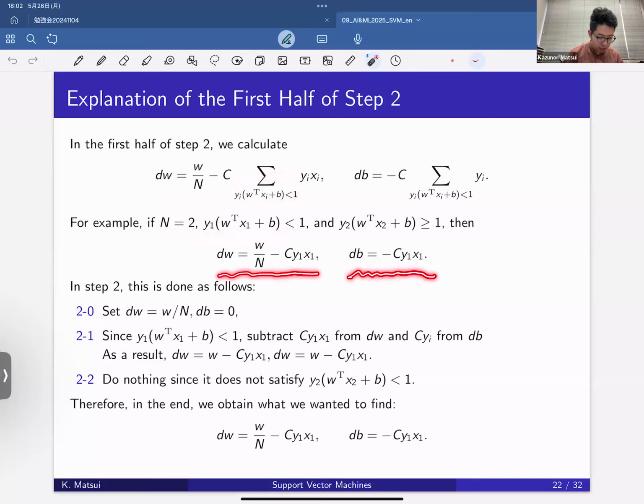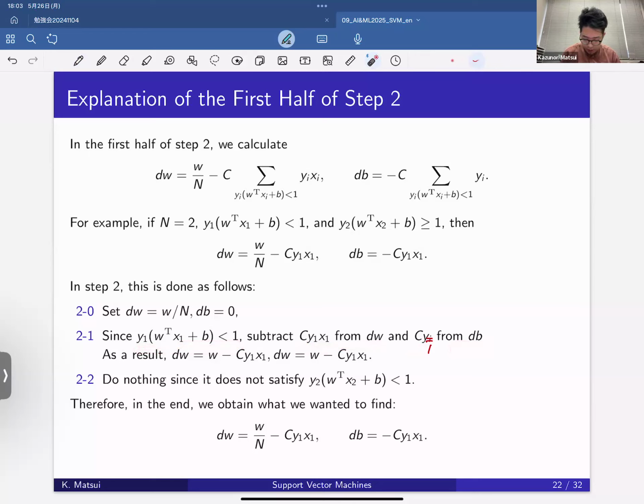We calculated this with a program. In the procedure, this is nicely divided. First, we set dw as w over n and db as 0. Since y1 times (w x1 plus b) is less than 1, we subtract c y1 x1 from dw and c y1, so this part is 1, from db.